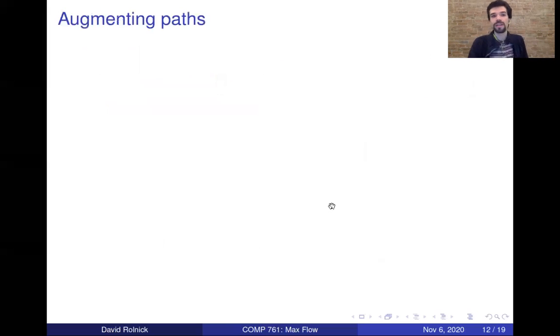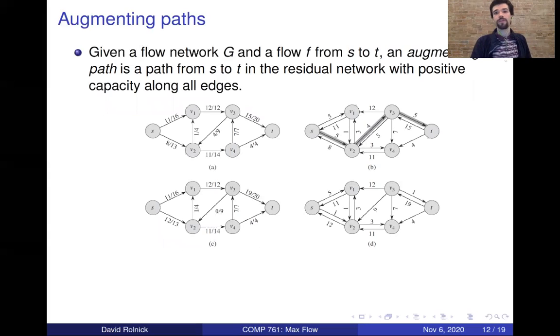So what do we do with the residual network? Why do we have these residual networks? Given a flow network and a flow from S to T, an augmenting path is a path from S to T in the residual network with positive capacity along all edges. And this is why residual networks are important. Here, again, this was a flow, and we created a residual network. The reason these are highlighted is because this is an augmenting path: a path from S to T where all of the edges have positive capacity. Now, why is that interesting?